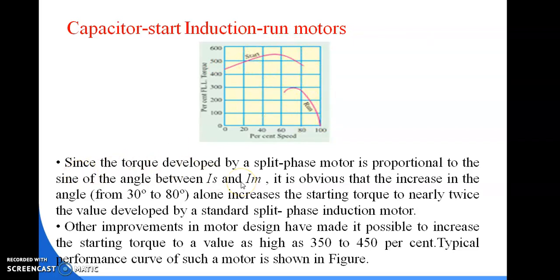Since the torque developed by a split phase motor is proportional to the sine of the angle between IS and IM, it is obvious that the increase in the angle from 30 to 80 degrees alone increases the starting torque to nearly twice the value of the developed torque at the starting time. Other improvements in the motor design have made it possible to increase the starting torque to a value of 350 to 450%. A typical performance curve of such a motor is shown in the figure.